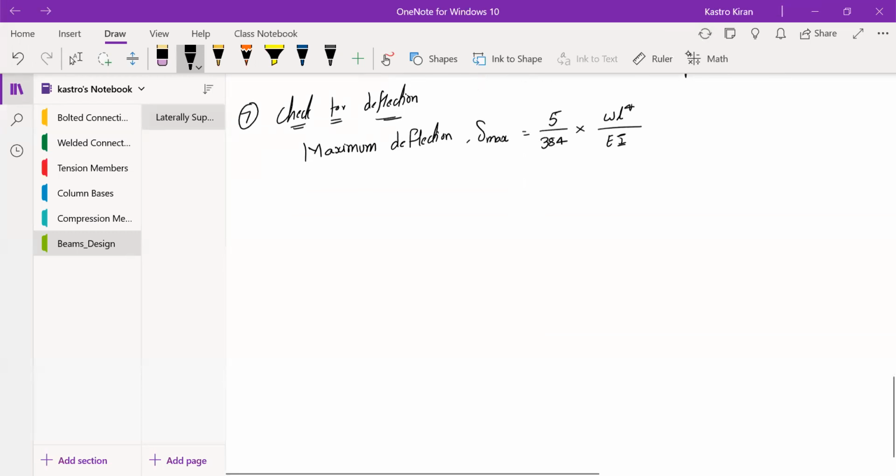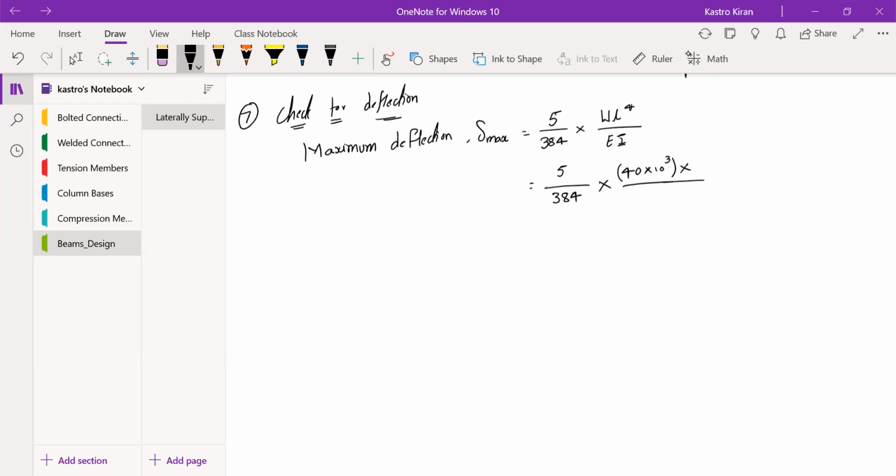So therefore, maximum deflection is calculated as 5 by 384 into W. What is this W? It is 40 kilonewtons, right? So take it as a capital W. It is not a small w. I just corrected it here. It should be taken as capital W into L power 4. Where capital W is given in the question, which is 40 kilonewtons, so I'm converting into newtons. That is 40 into 10 cube into L power 4, right?